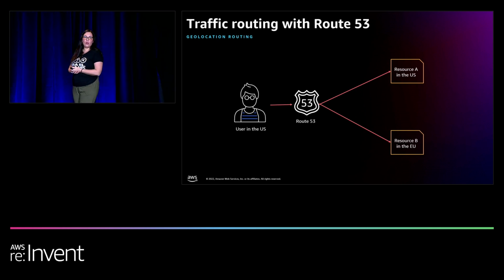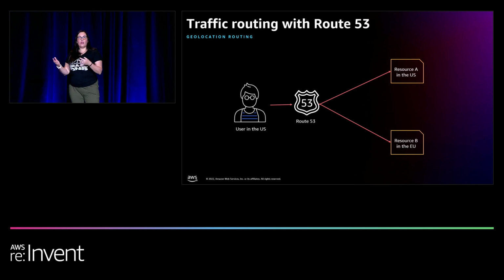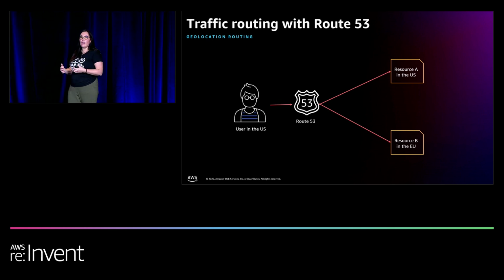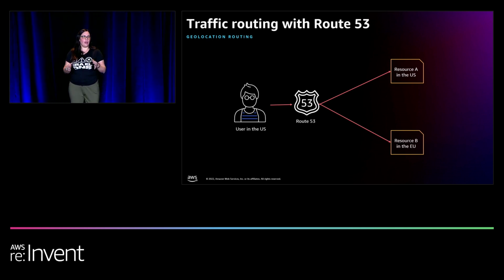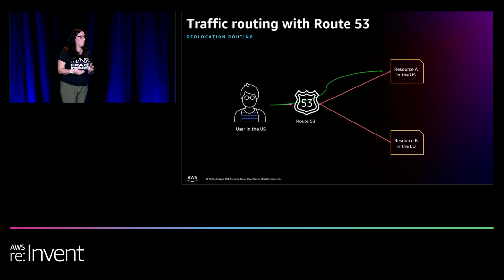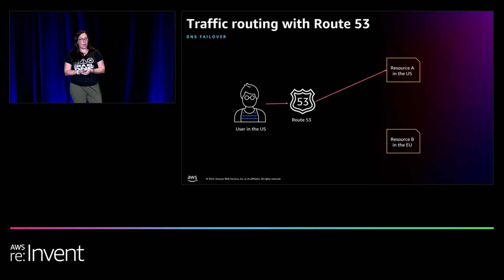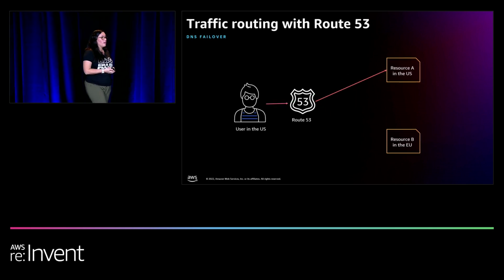If you want to do the geolocation one in order to meet your legal and data requirements, you can also configure Route 53 to say, hey, all the German customers need to go to the German region, and it will happen via Route 53. And then, as we saw, we have the DNS failover.